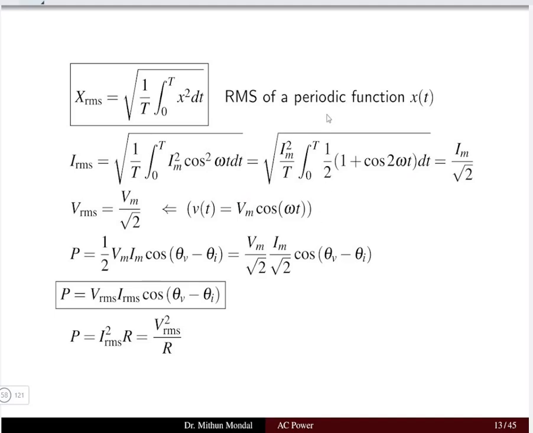Now if you have any periodic function x of t, the root mean square will be written in this format, X RMS.